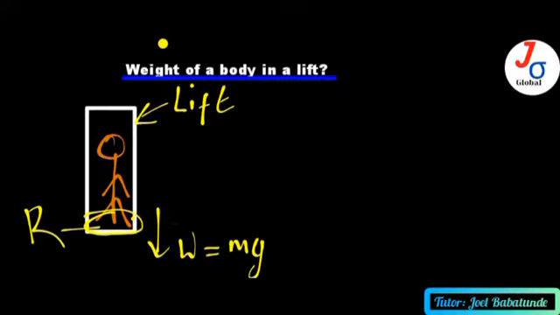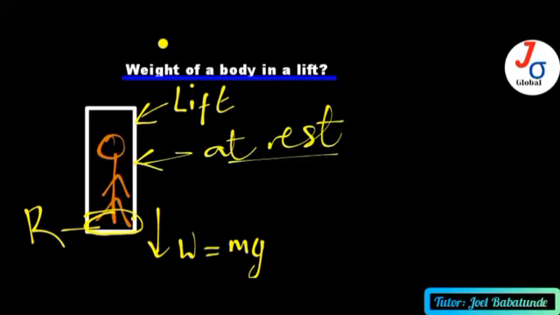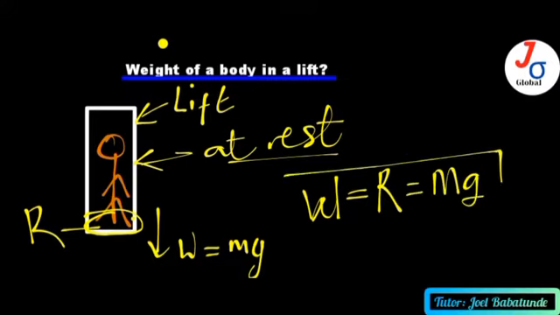So the first case we're going to be looking at is when the lift is at rest. That means when it is stationary, it's not moving. So if the lift is not actually moving, then W, which is the weight, is equal to the reaction of the floor of the lift to the man in the lift, and that equals mg, mass times acceleration due to gravity, when it is at rest.